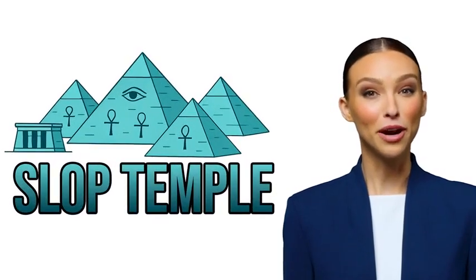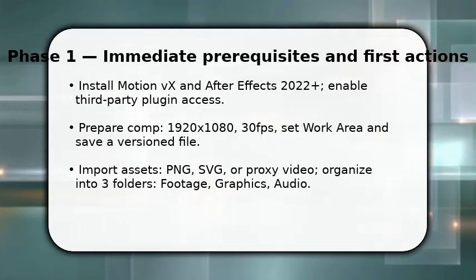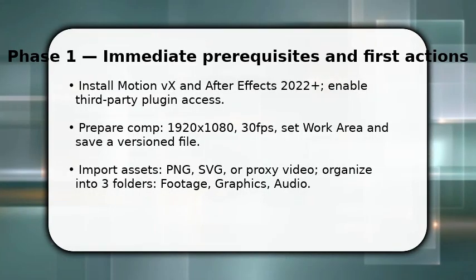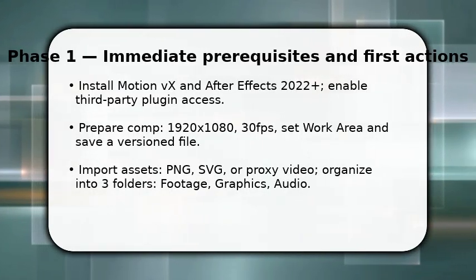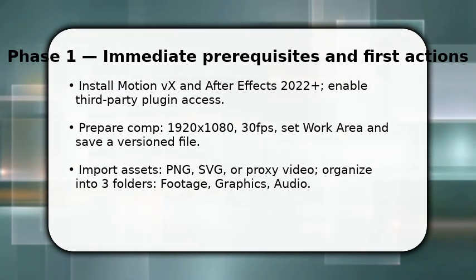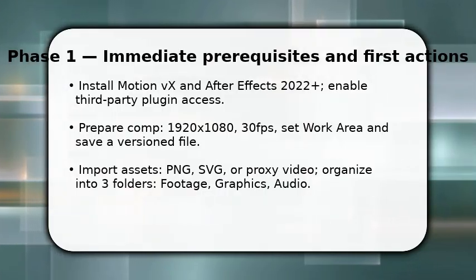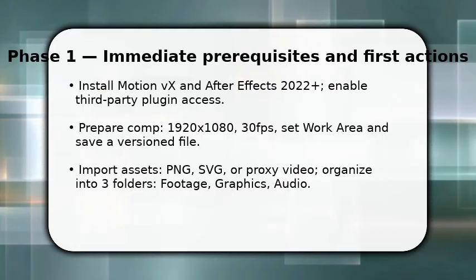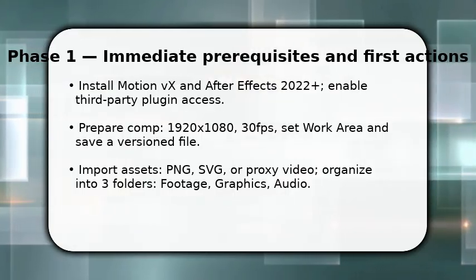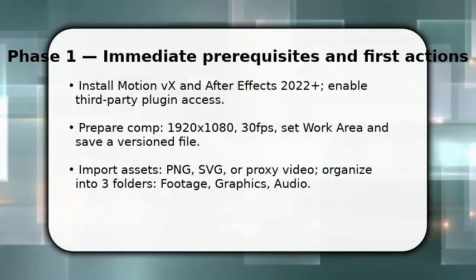We pray this video helps. You start by confirming the prerequisites. After Effects with the Motion tool installed and a version project file. Now open your comp. Create a 1920x1080 30 fps composition and import your assets into 3 folders for clarity.